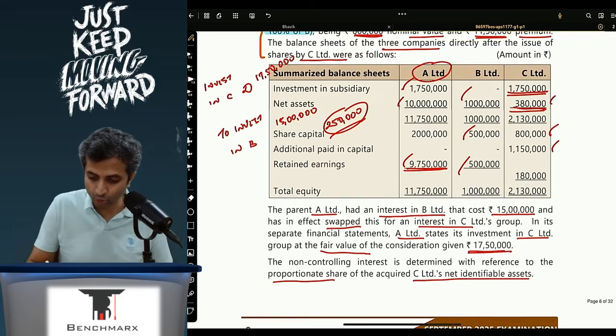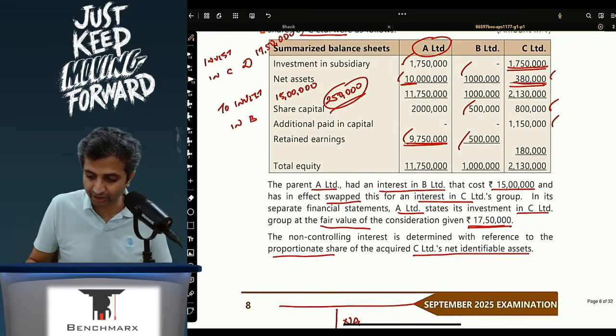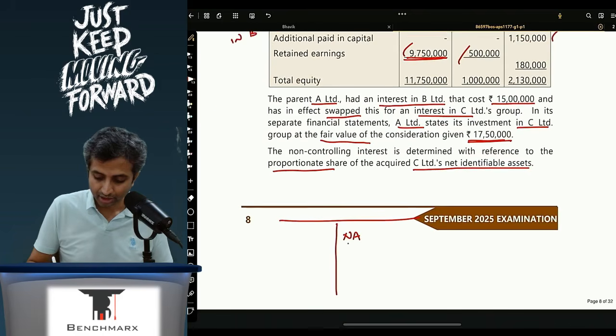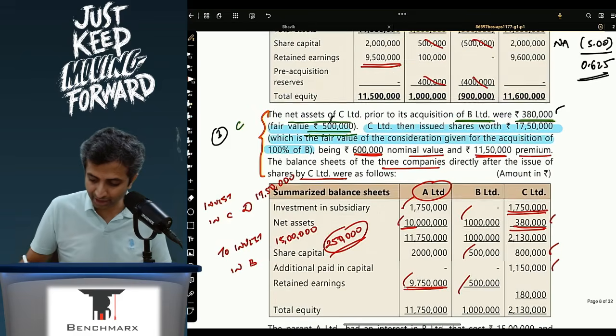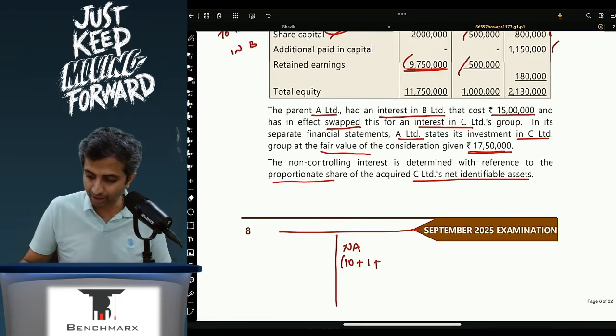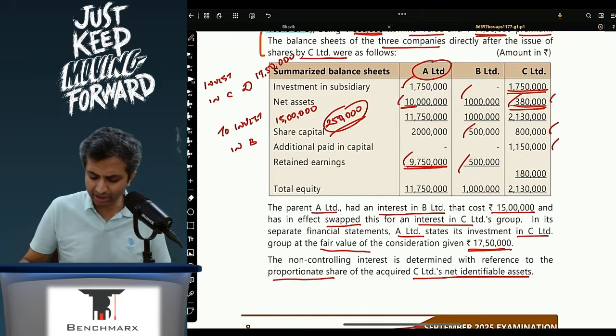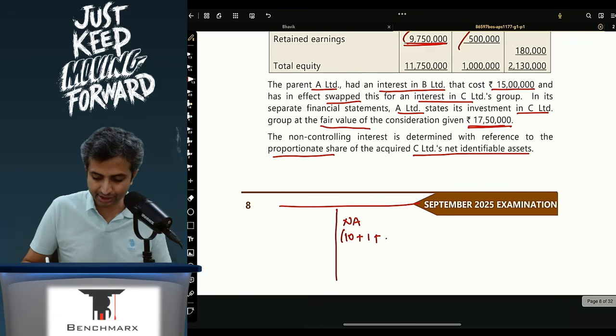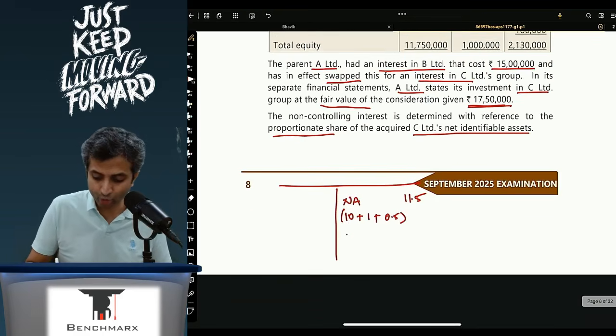Net assets will include assets of A. Let's say this is 10 million, let me do this in million, 10 million plus net assets of B. This is 10 lakhs plus 5 lakhs, this is 0.5 million. So my net assets I think will be 11.5 million. In addition, there would be goodwill.